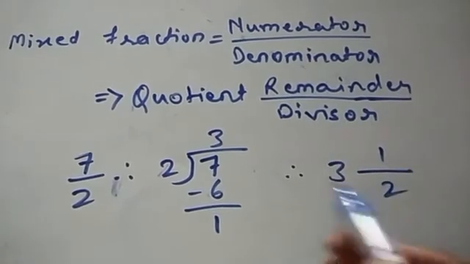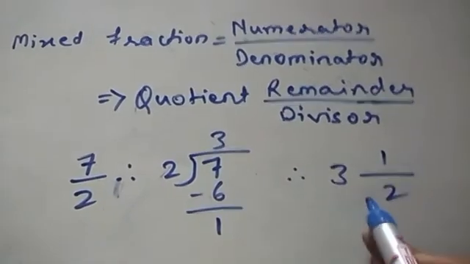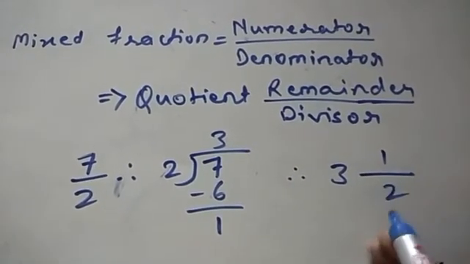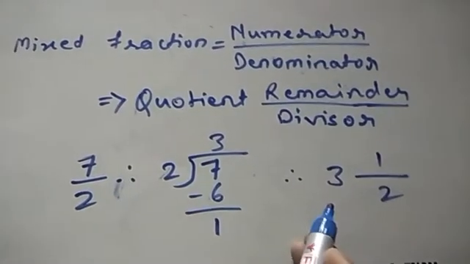And what was the divisor? 2. So the divisor is 2. Therefore 7 upon 2 we can write as 3 and 1 upon 2. And this is the way of converting an improper fraction into a mixed fraction.